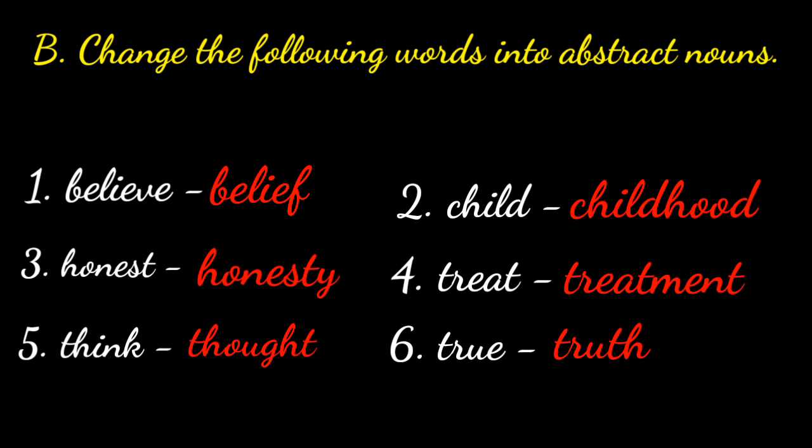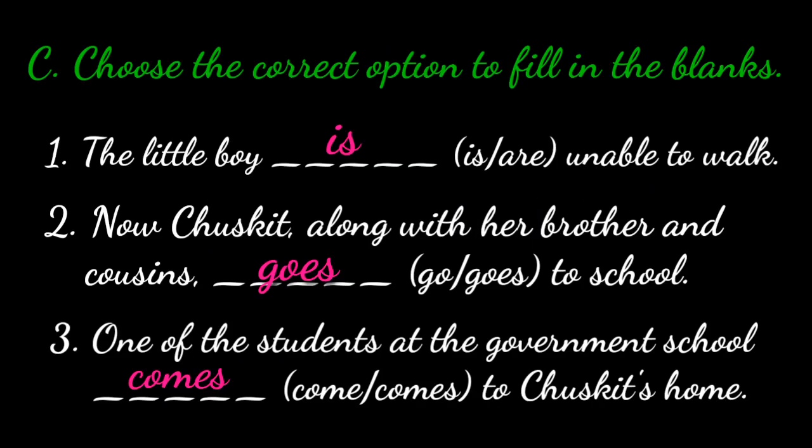Fifth one, think. Abstract noun is thought. Sixth one, true. Abstract noun is truth. I repeat the abstract nouns. Belief, childhood, honesty, treatment, thought, truth. Now, page number 22 and 23. Exercise C. Choose the correct option to fill in the blanks.